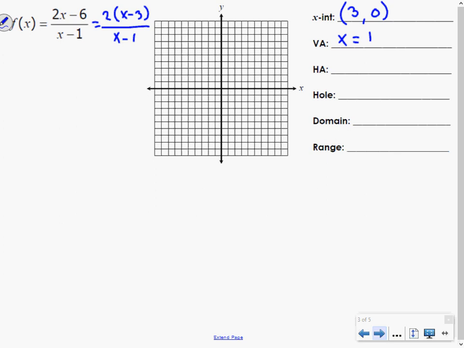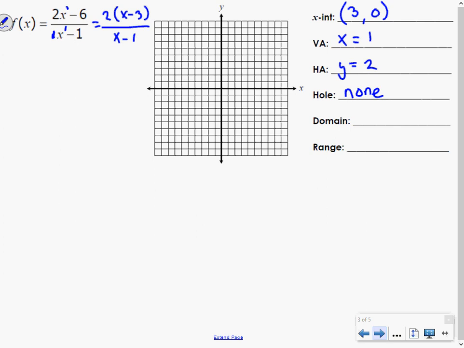Now, for the horizontal asymptote, we need to look at the degrees of the numerator and the denominator. The degree of the numerator is 1 because I have x to the first power. The degree of the denominator is also 1. So this is the one where we divide the leading coefficients of the numerator and denominator. Well, the leading coefficient of the numerator is 2, and in the denominator it's a 1. So if I divide 2 by 1, I get y equals 2 for my horizontal asymptote. Now, there is no hole because there was no common factor that canceled out.